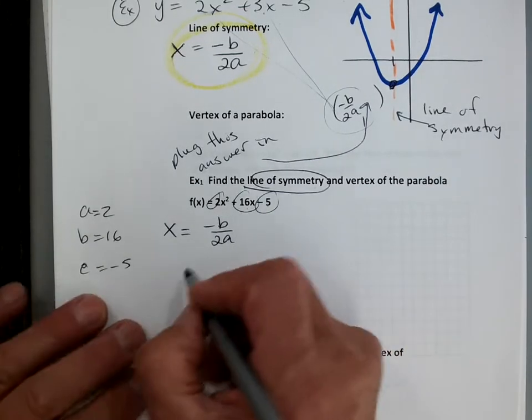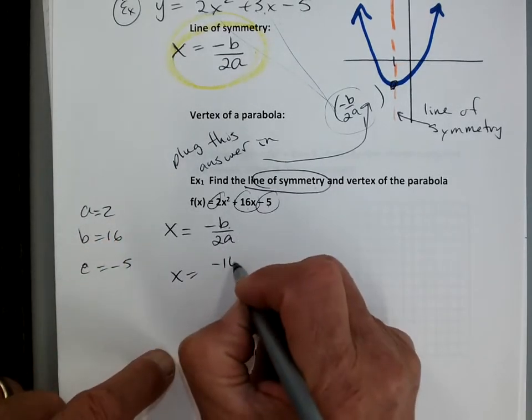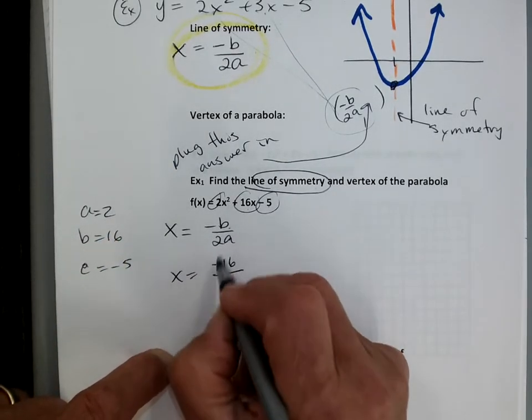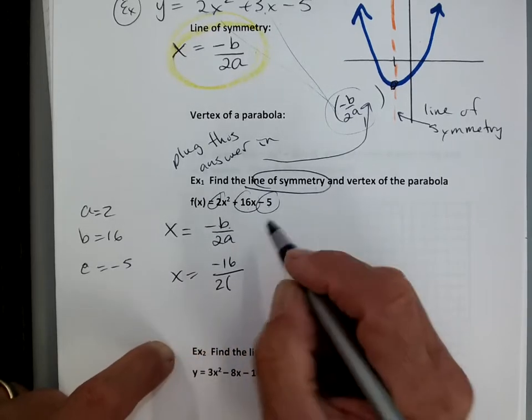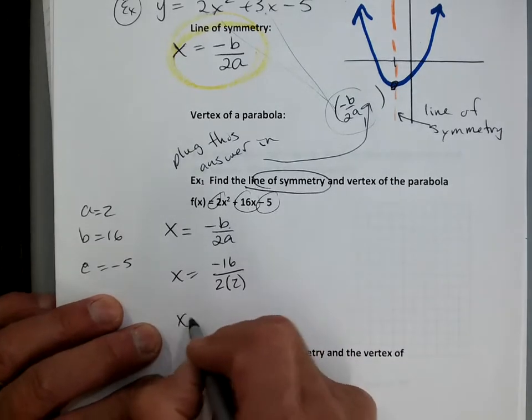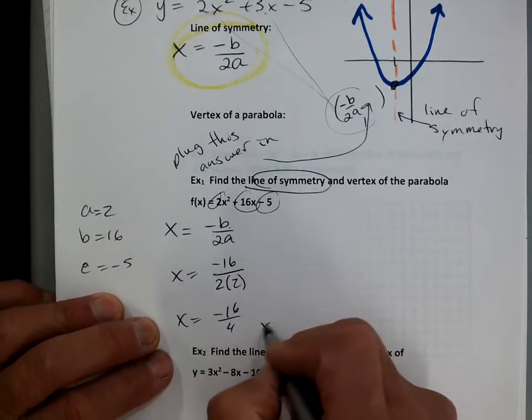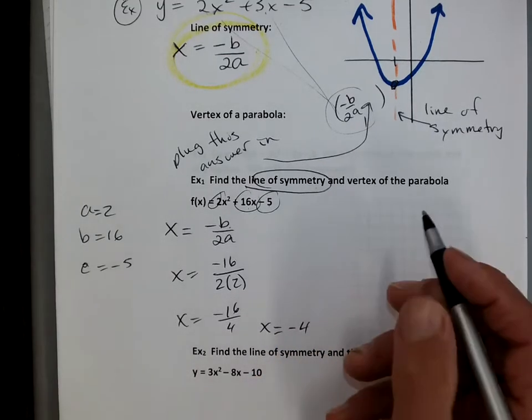So let's use the formula. x equals negative b, so that's negative 16, over 2 times a, and my a is 2. Then I simplify this. I get negative 16 over 4, so x equals negative 4. That's my line of symmetry.